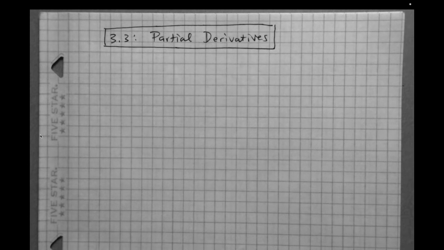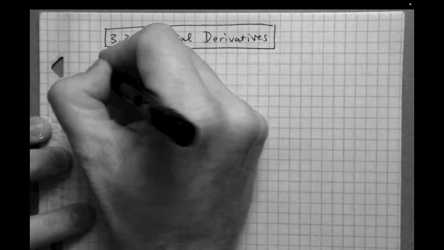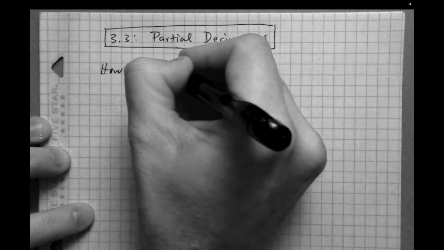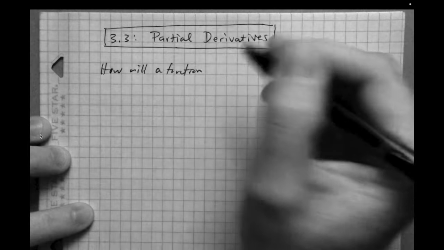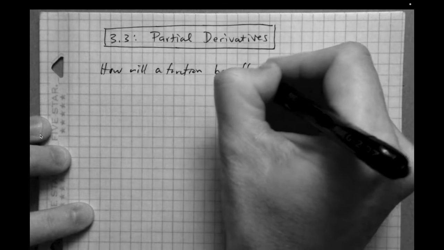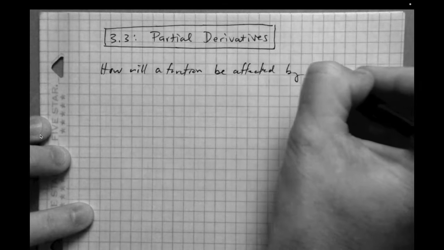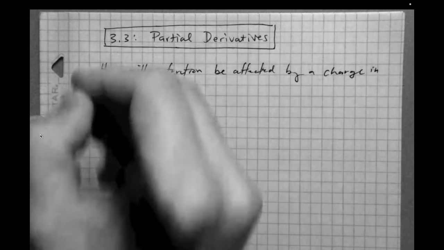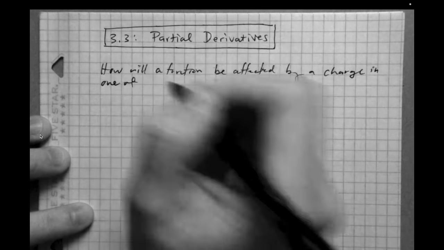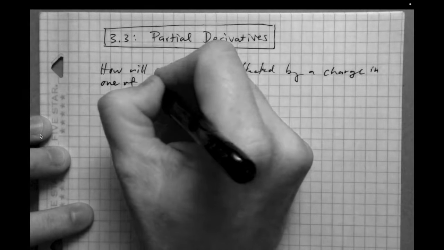So we've been talking about functions of several variables, and it's natural to ask the question, how will a function be affected by a change in one or more of its independent variables? Okay, so how will a function be affected by a change, we'll start with this, in one of its independent variables.